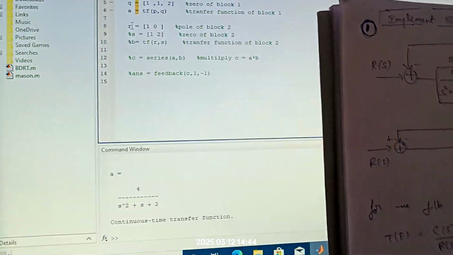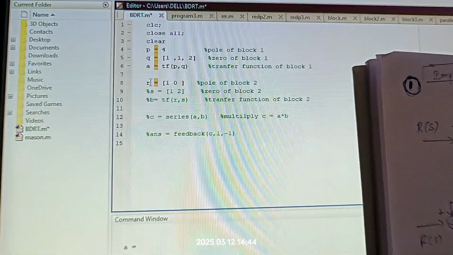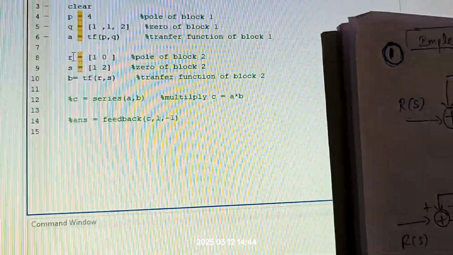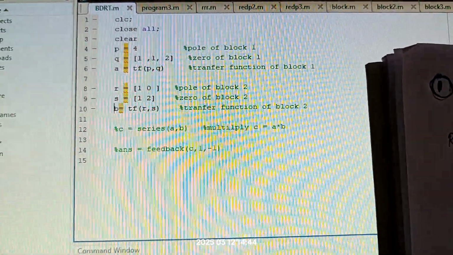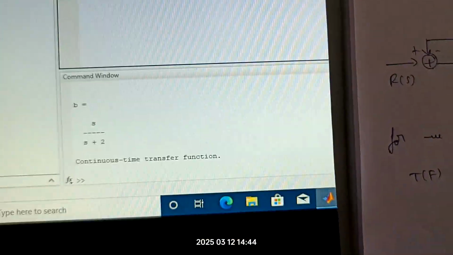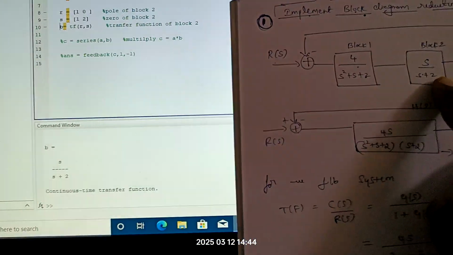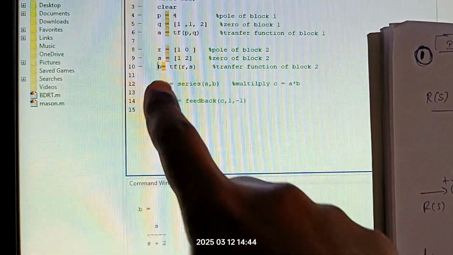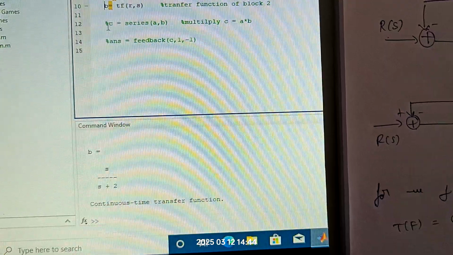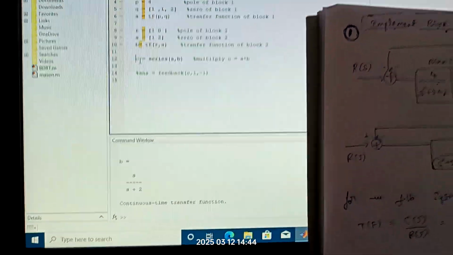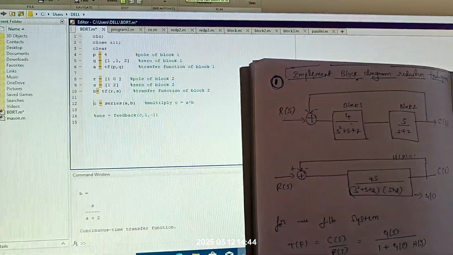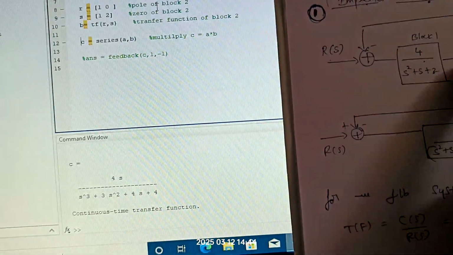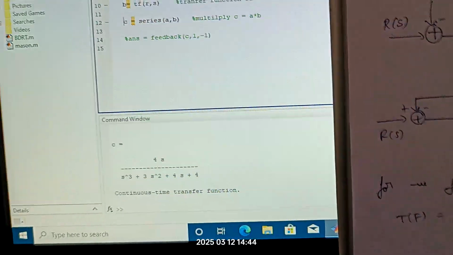Here I will remove this comment line, since the code is already written, and we will see what we get for the next part after running. After running, you get the second part, s divided by s plus 2, that is b. Why are you getting b? Because we have written the function here as b. Similarly, go for the next one using the series combination of these two. If I run, the multiplication of these two gives 4 into s and this one. That is what the series does.